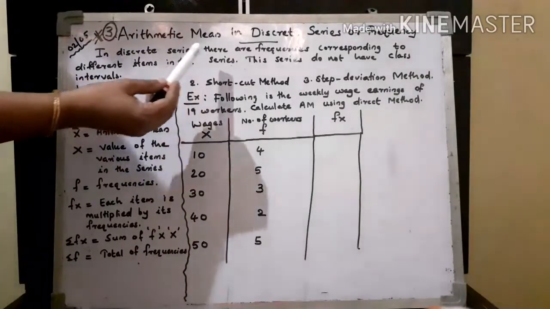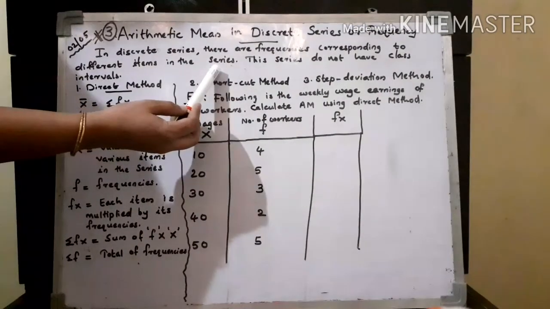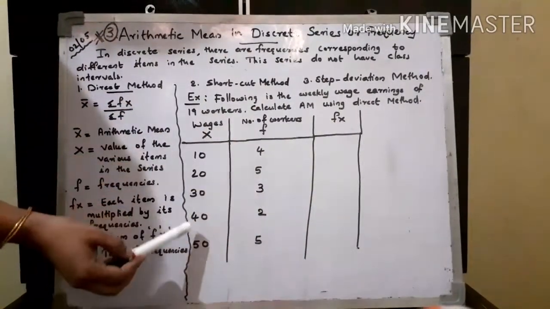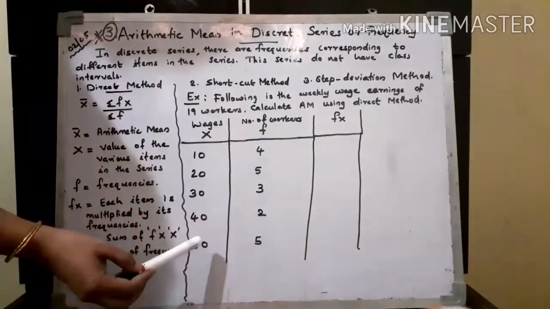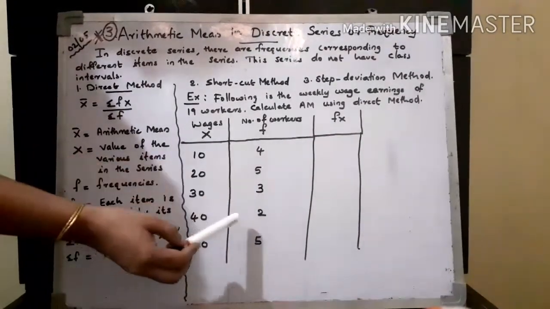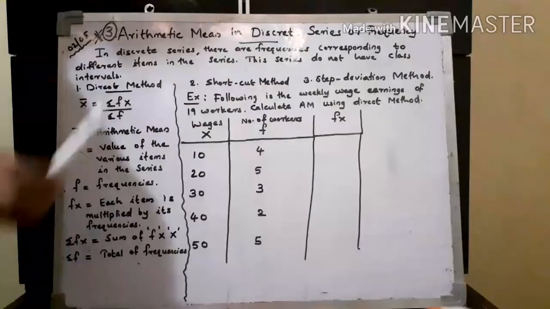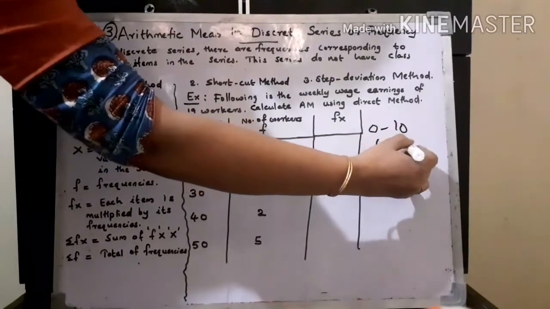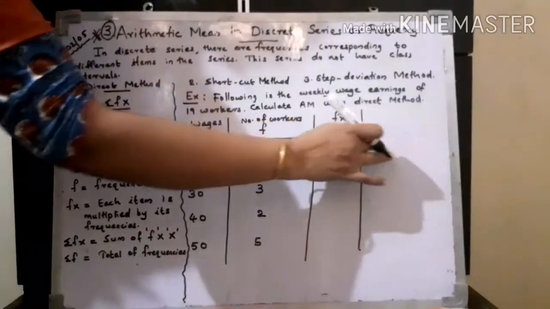In discrete series there are frequencies corresponding to different items in the series. These are the different items or variables, and frequencies are also mentioned in this discrete series. This series does not have class intervals, like 0 to 10, 10 to 20. This we call class intervals, but in this discrete series there are no class intervals.